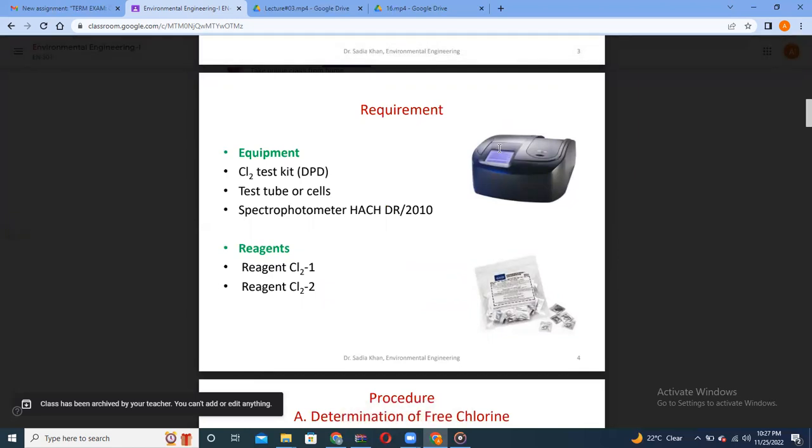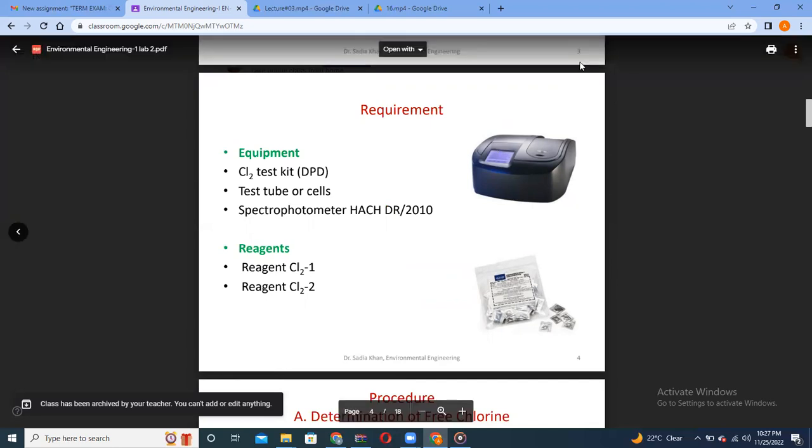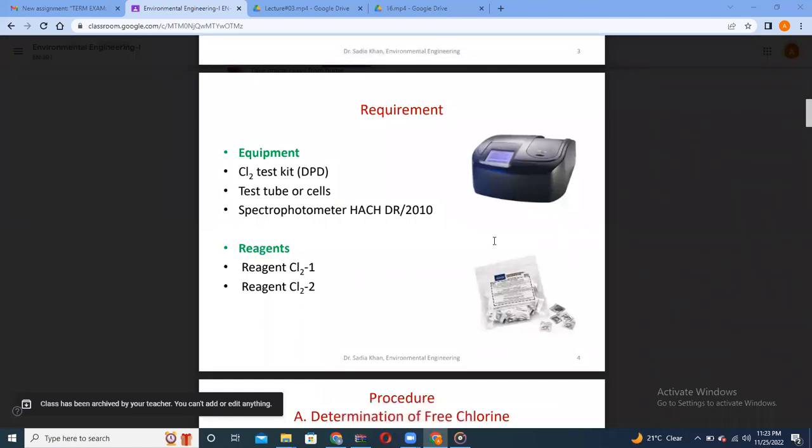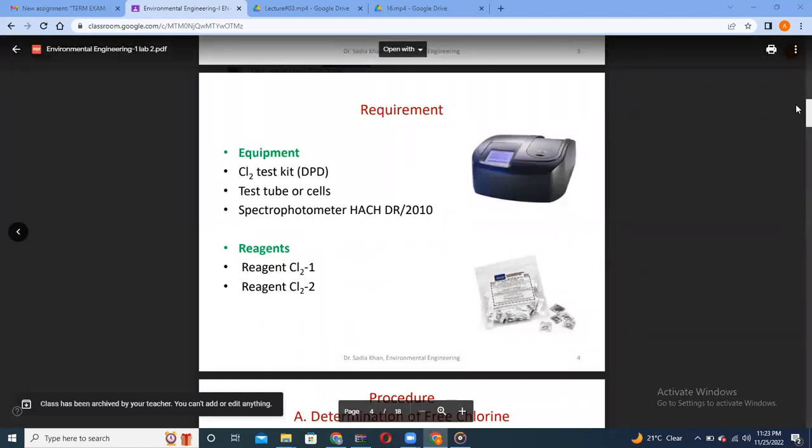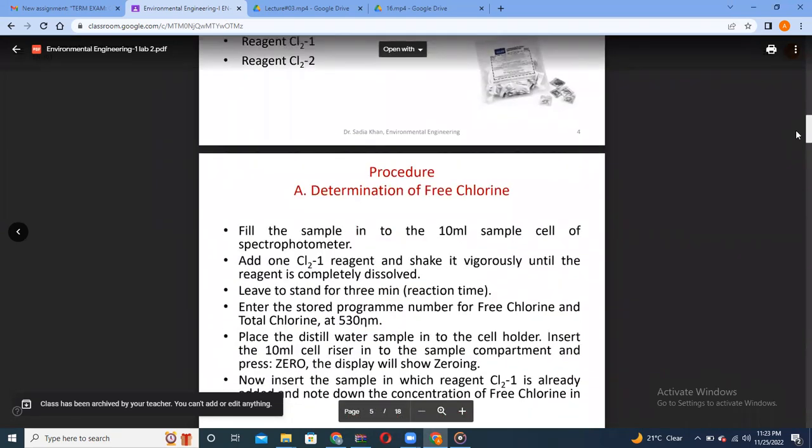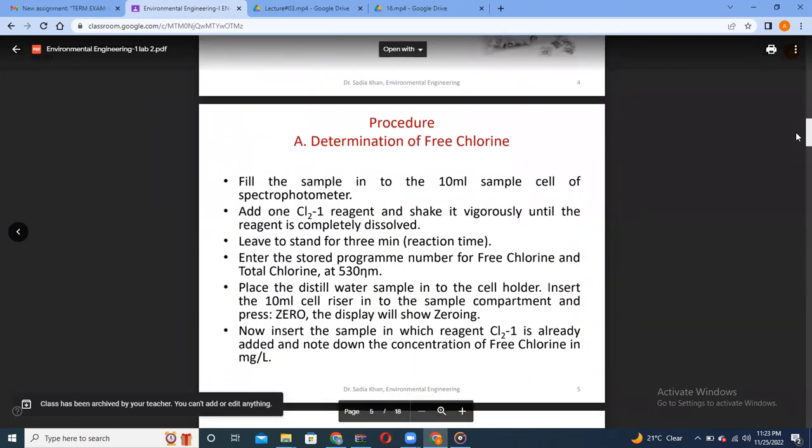secondly, here we have reagents. Now let's come to the procedure. First, we'll describe the determination of free chlorine.